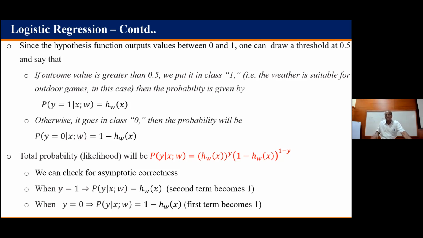For a given set of X, and X are the three values, humidity, temperature, and wind speed, and W are the weights, as such unknown. It is still a proposal. What are the values of weights? Hang on, we'll get it from our data.